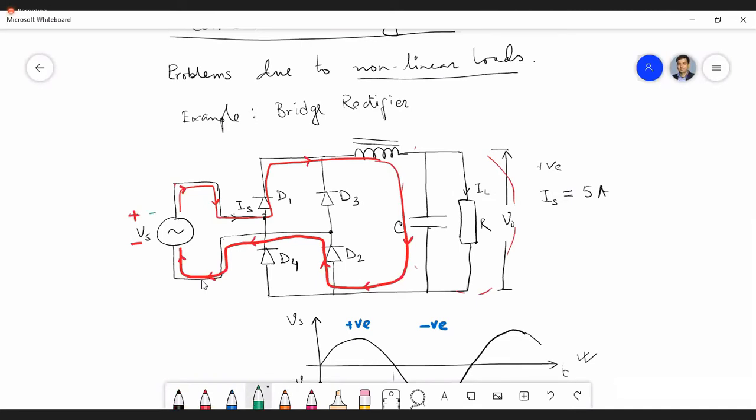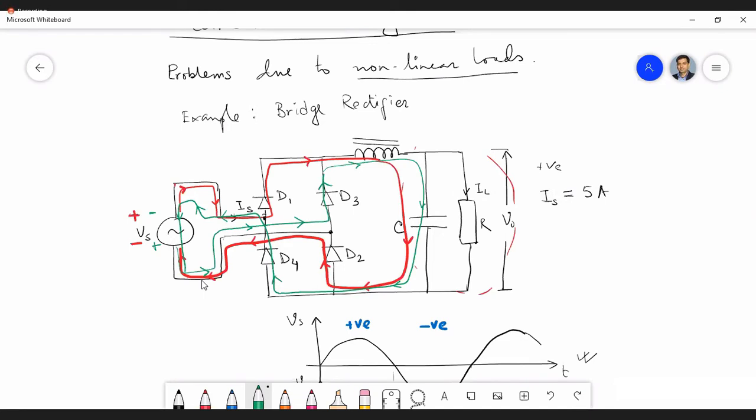And in the negative half of the supply, the diodes which are forward biased are different. That is D3. The current enters from D3 and returns back from D4. In this way, it flows. So this is the direction of current. This analysis you have already done in power electronics classes. Just a repetition.